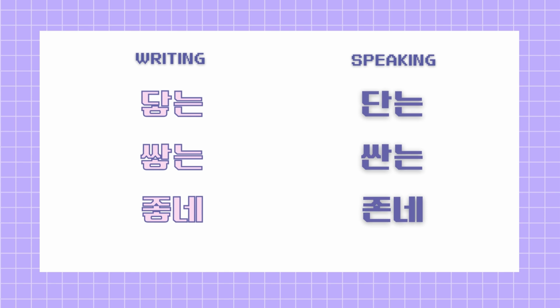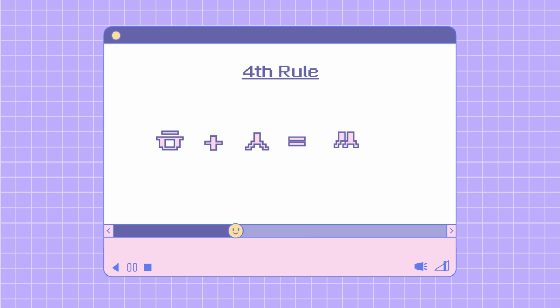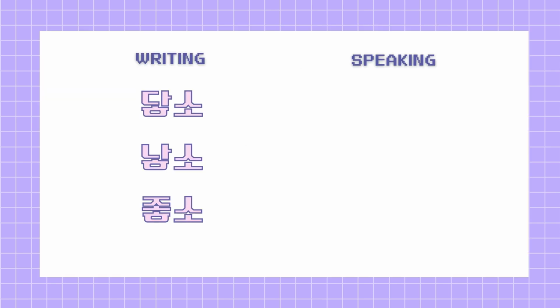Now for the final rule for the hid Batchim, when hid is followed by shiod, then the hid as a Batchim will be removed and shiod will produce the sang shiod sound. Let's see the examples so that you'll be able to understand pretty clearly what I mean.